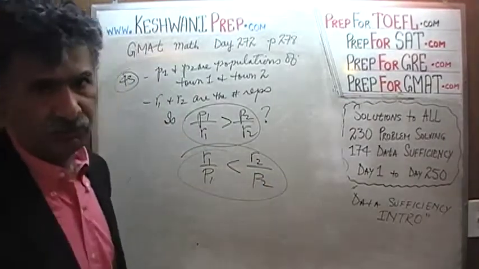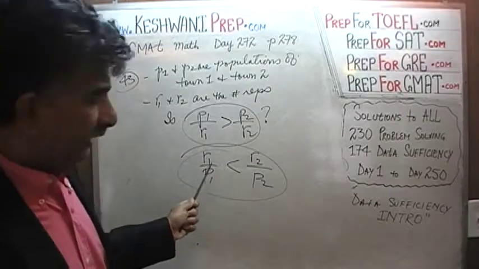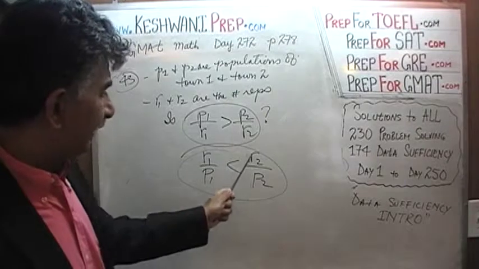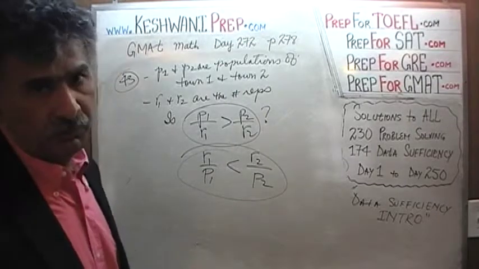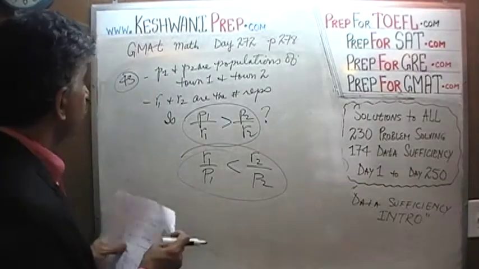Which is the same exact question. Is the number of representatives per 1000 for town 1 less than the number of representatives per 1000 for town 2? That's what they're asking for. Let's see what they tell us. They have to tell us something, obviously.